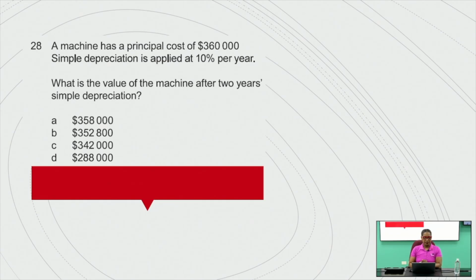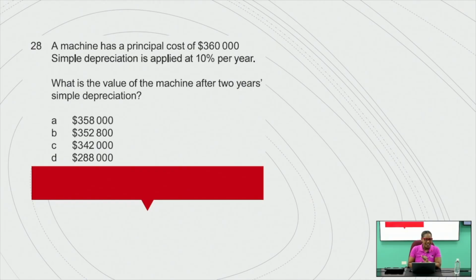Question 28. A machine has a principal cost of $360,000. Simple depreciation is applied at 10% per year. What does depreciation mean? Yes, man, you know it. You depreciate, you lose value. All right? Appreciate means to gain value. Good. Only in Jamaica we have appreciation of every car. You buy a car, but it doesn't depreciate. You just sell it for a higher price when you're selling it. But regularly, things depreciate over time.